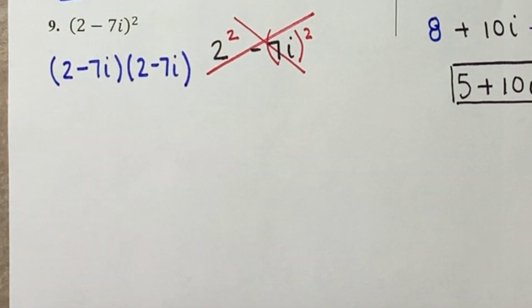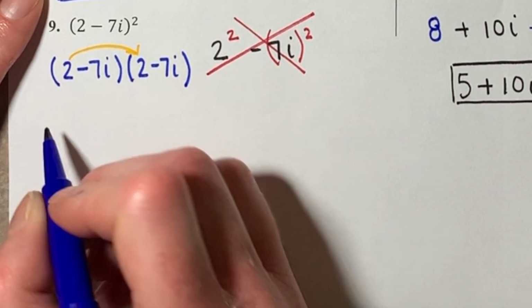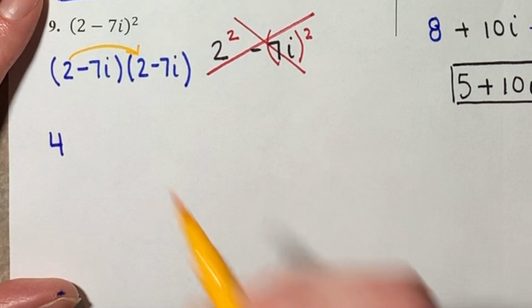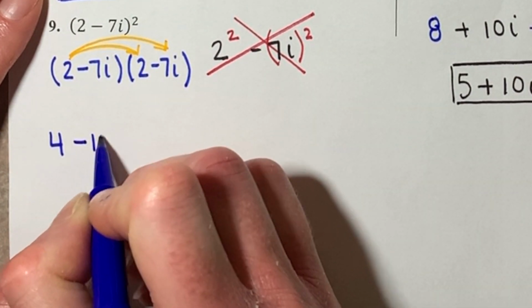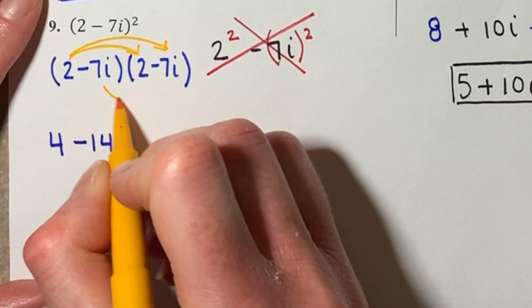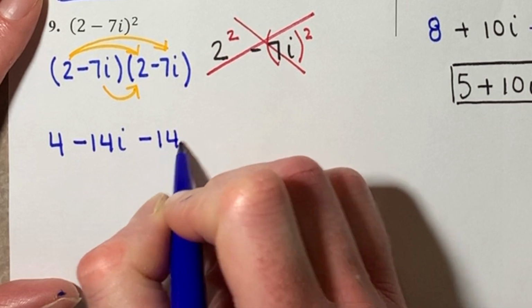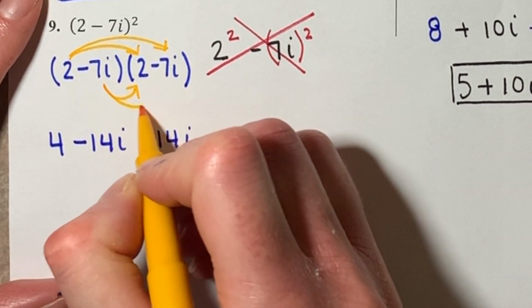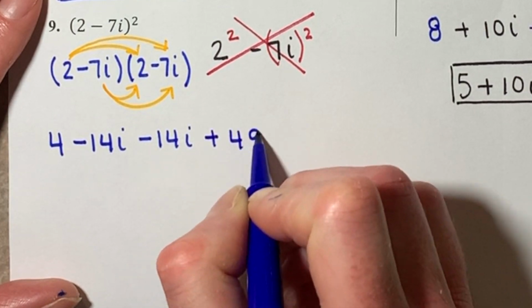Then we can go ahead and FOIL. And when we're FOILing, we'll multiply the first. 2 times 2 will give us 4. Then we'll do the outer. 2 times -7i will give us a -14i. Then we'll do the inner. -7i times 2 will give us another -14i. And then we'll do the last. -7i times -7i will give us a +49i squared.